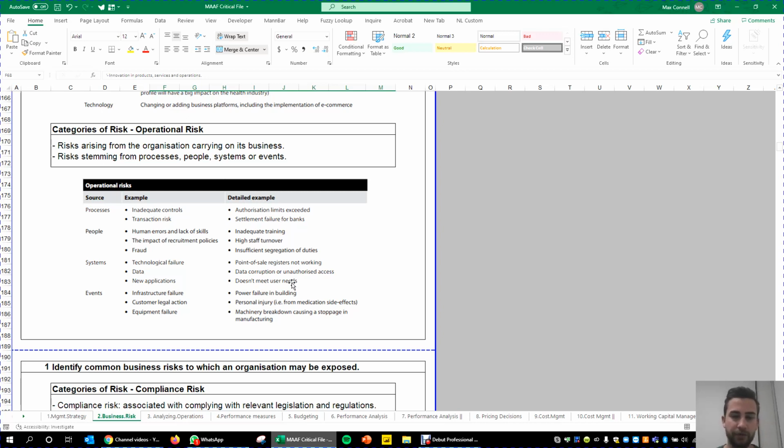Now, another potential example you might see in the text is maybe the data is corrupted. Would that fall under processes, people, systems, or events? Think of data. So it's going to be systems. The only other one you might think is processes, but because data is to do with the actual software systems itself, it would be systems, not processes. Processes is like actions and things that are set up to be done in a certain way that may fail. For example, control risk, authorization risk, and so forth.